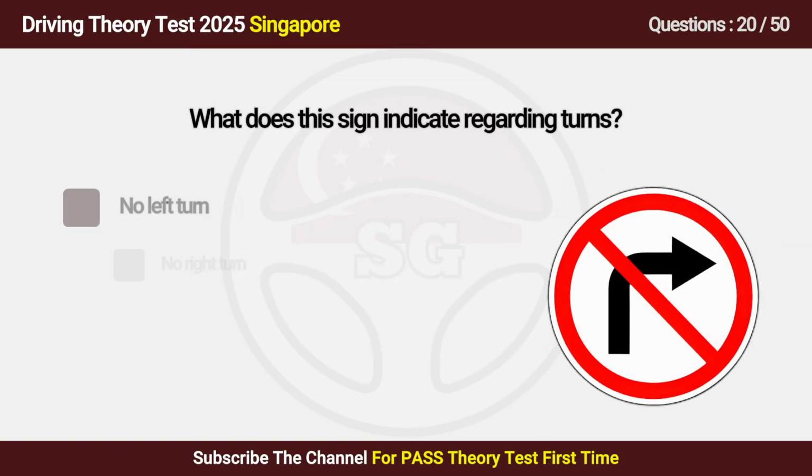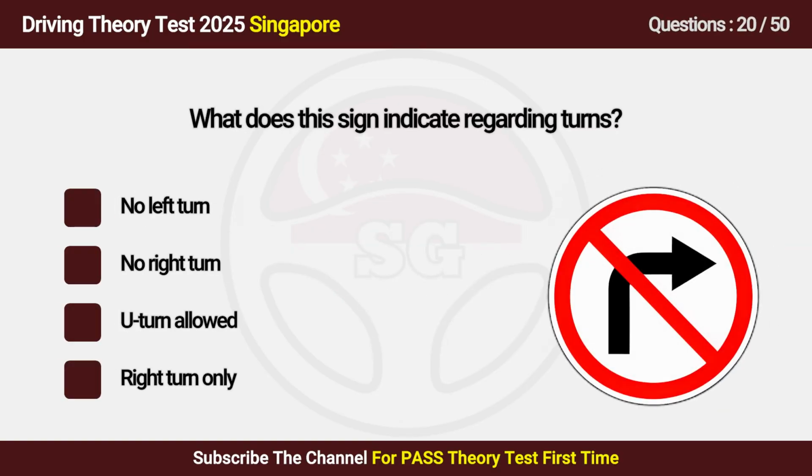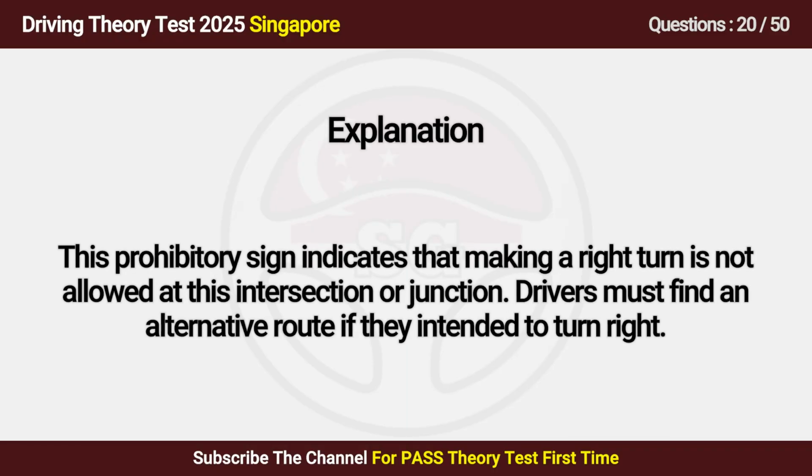Question 20. What does this sign indicate regarding turns? A. No left turn. B. No right turn. C. U-turn allowed. D. Right turn only. Answer is B. No right turn. This prohibitory sign indicates that making a right turn is not allowed at this intersection or junction. Drivers must find an alternative route if they intended to turn right.